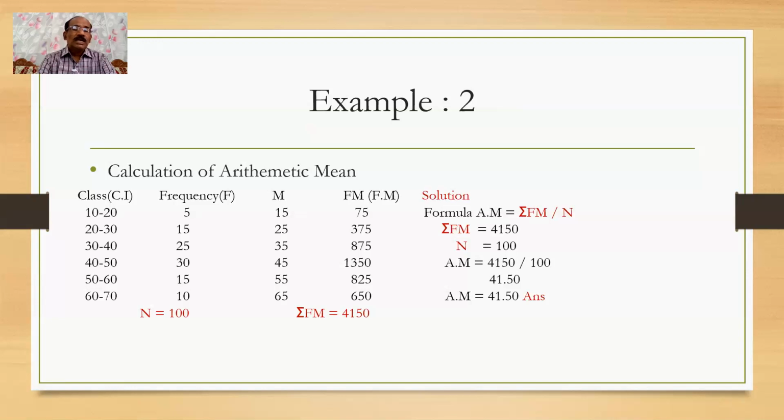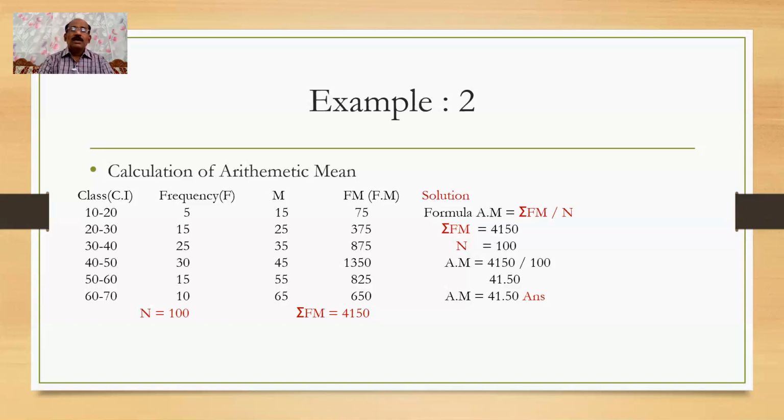Similarly 45, 55, 65. For the last class, 60 plus 70 by 2 is equal to 130 by 2 is equal to 65. This is the mid value of 60 to 70. What we did earlier, I just calculated the mid values. Here, F value is there, m value is there.